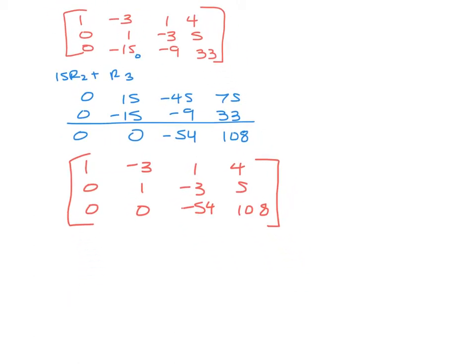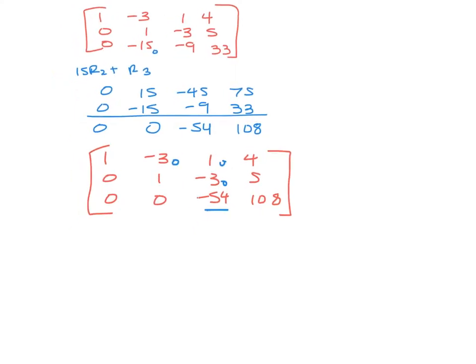Okay, then I want to get a 0 here, here, and here. And how you do it is kind of up to you. The order doesn't really matter there. If I'm working with that 54, I would try to make that the 1 first. Okay, it's easy, right? 54 goes into 108 twice, so I can do negative 1 over 54 there. 1, negative 3, 1, 4, 0, 1, negative 3, 5, 0, 0, 1, negative 2.